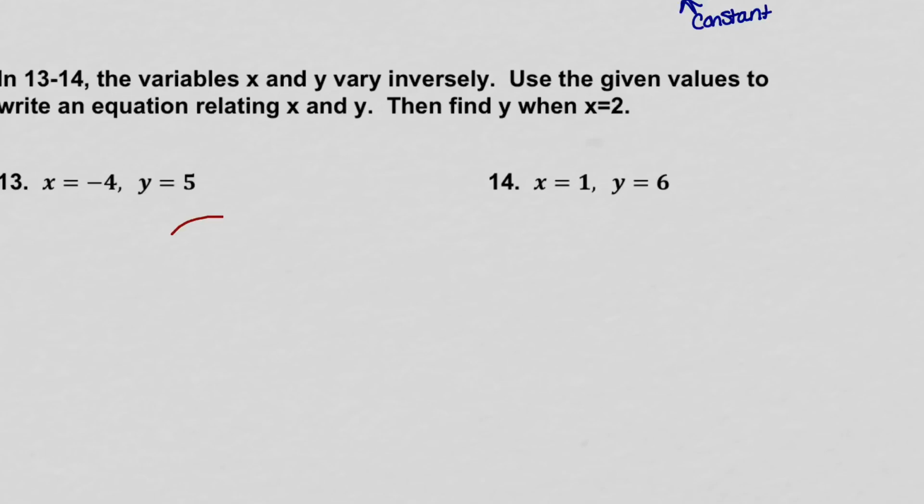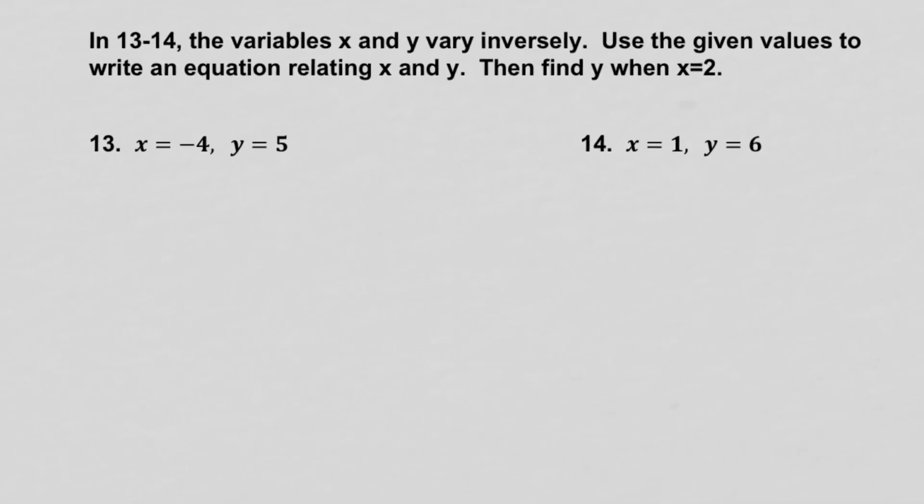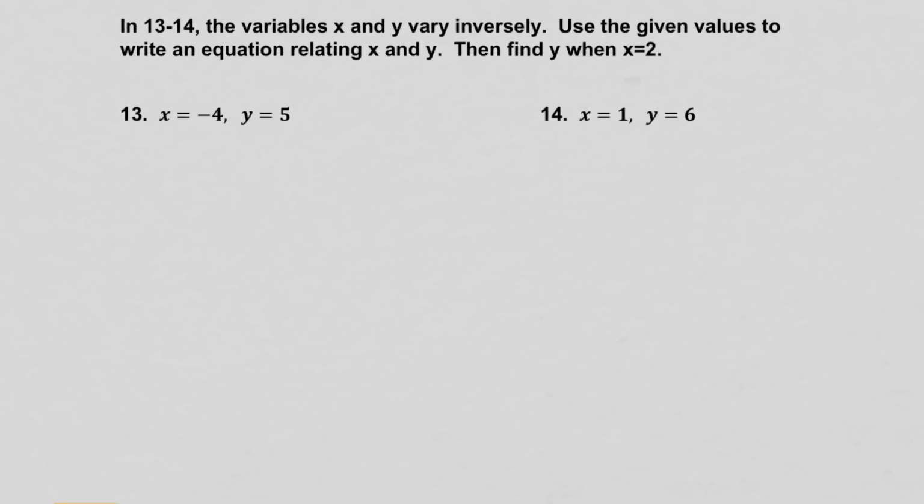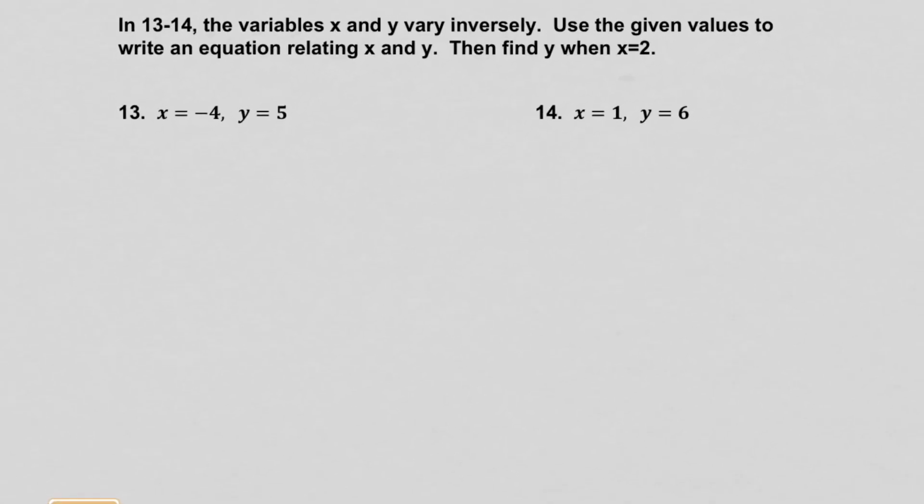Now, in these two problems, it says the variables x and y vary inversely. So it's telling you it's inverse variation. So we need to remember that inverse variation is y equals a over x. And then we are going to use these given values to write an equation relating x and y. And so our equation will look like this. That just means we need to use these two values and find a, because we don't want 3 variables in the equation. We only want x and y.